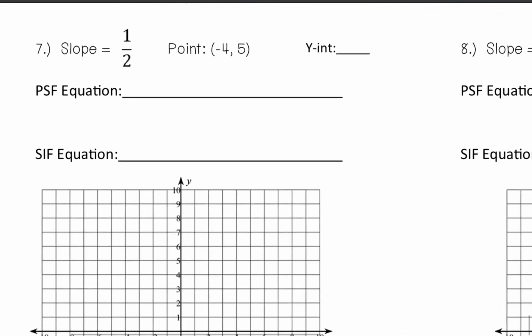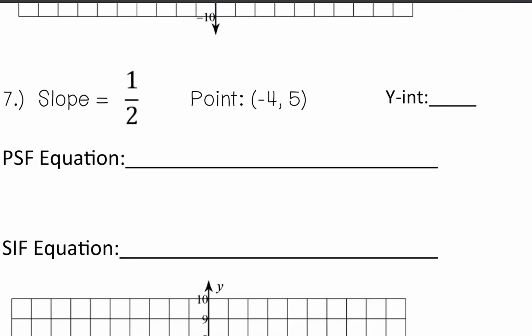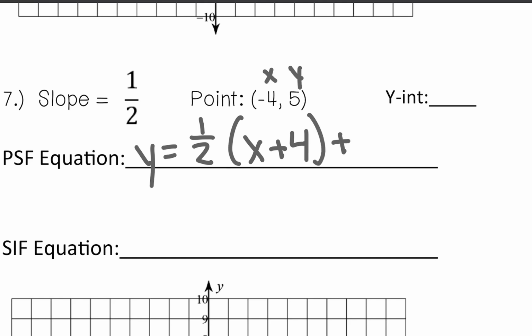Looking at 7, there's no boo-boo here, so we can start our problem right away. We got y equals, our slope is 1/2 this time, times x, and our x value is -4, but x's lie to our equation, so we need to write x plus 4. Y is positive 5, and it stays a positive 5 in the point slope form equation.